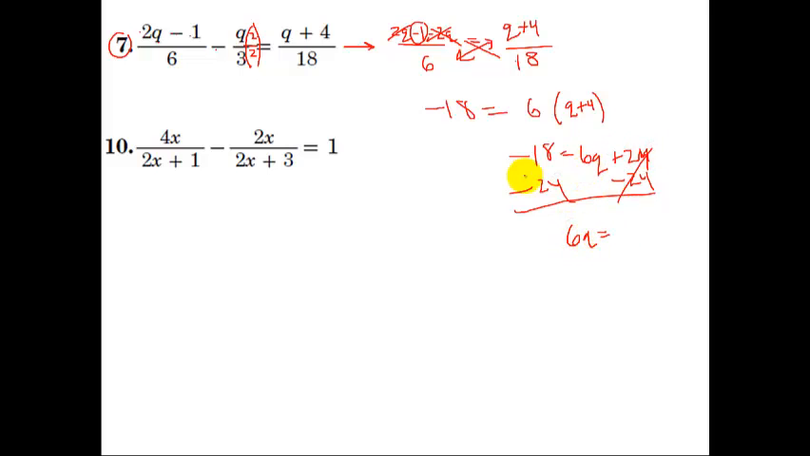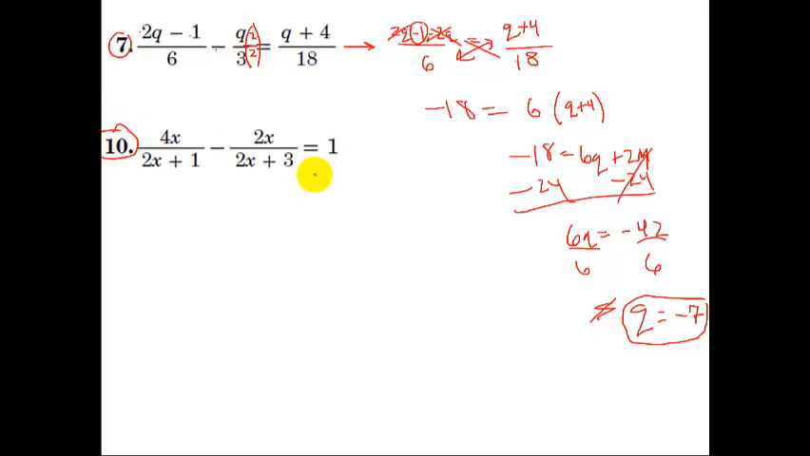6q here equals negative 18, negative 24 is going to give me negative 42. Divide by 6, divide by 6. Q equals negative 7. Now we got to make sure this is a solution, so we plug it back in up here. And there's no q in the denominator anywhere, so we don't have to worry, it's not going to be a problem. Alright, last example of the entire chapter.